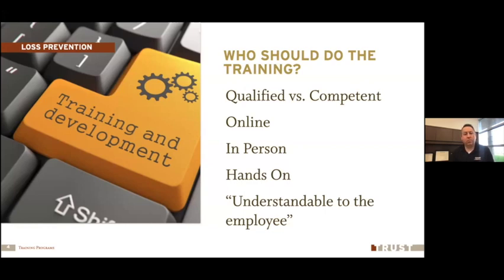What is the training that your employees need? Who should be doing it? Who is qualified and capable of doing that in a good, effective way? And then what are the different types, whether it's in person or online or hands-on training? Those are all things to think about.